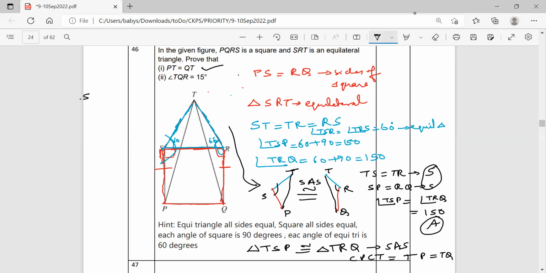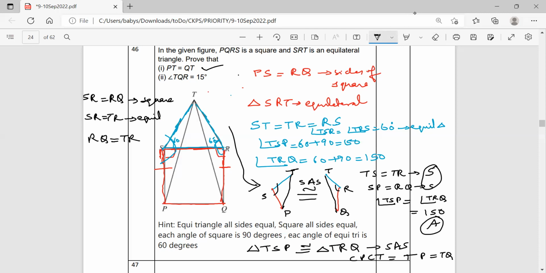SR is equal to RQ because they are the sides of the square. So also SR is equal to TR. SR is equal to RQ because of the properties of the square. SR is equal to TR because of the equilateral triangle. That means I can use both the arguments and say RQ is equal to TR.